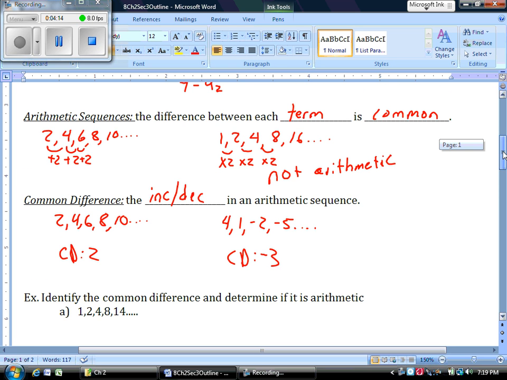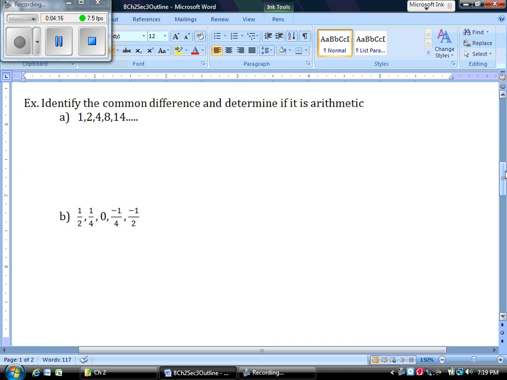Do a couple examples here. Identify the common difference and determine if it's arithmetic. So if I look here, 1 to 2, that means I went +1. 2 to 4, I did +2. 4 to 8, I did +4. Right away, I can stop. I don't even have to keep going. I know it has to be the same adding in between each one, so this is not arithmetic, which means it does not have a common difference.